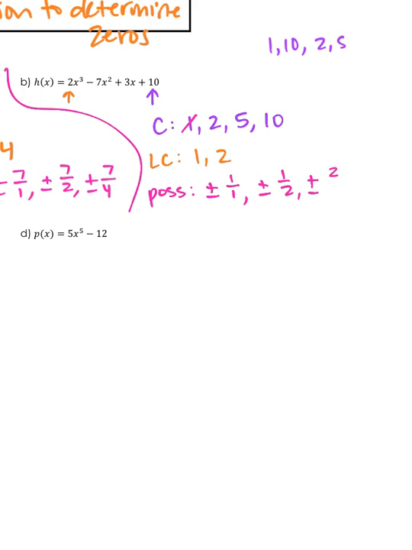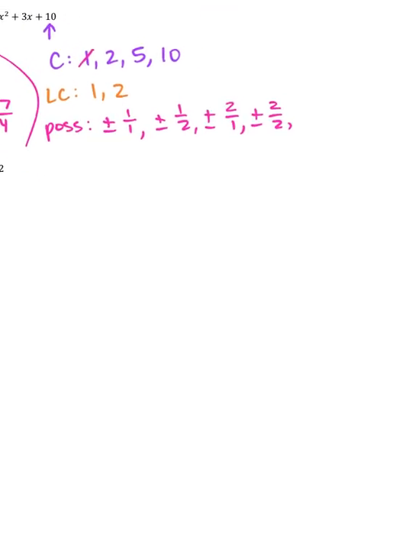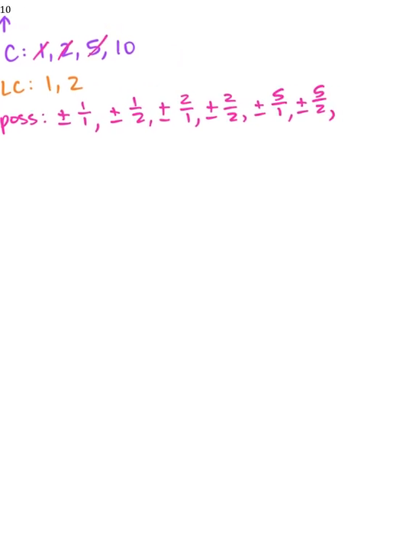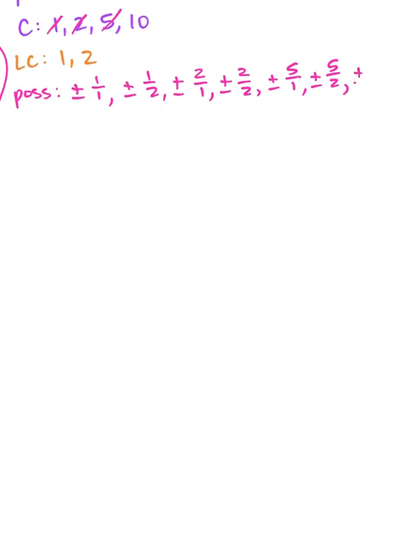And I'm going to cross that one out, move on to the next one. Plus or minus 2 over 1. And plus or minus 2 over 2. Cross that out. Plus or minus 5 over 1, plus or minus 5 over 2, and plus or minus 10 over 1, and plus or minus 10 over 2.